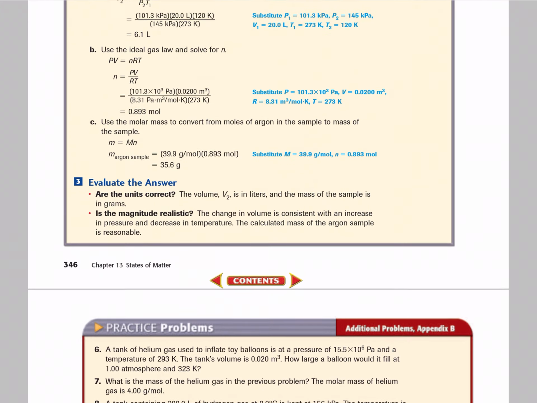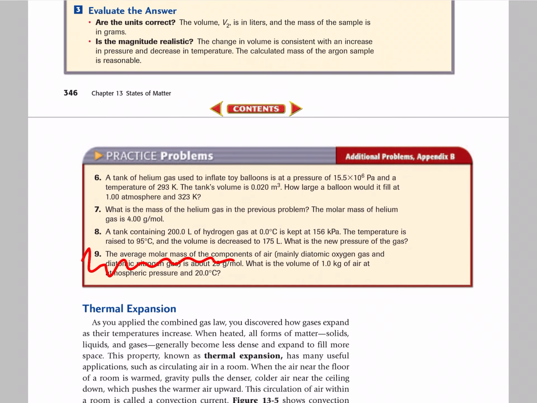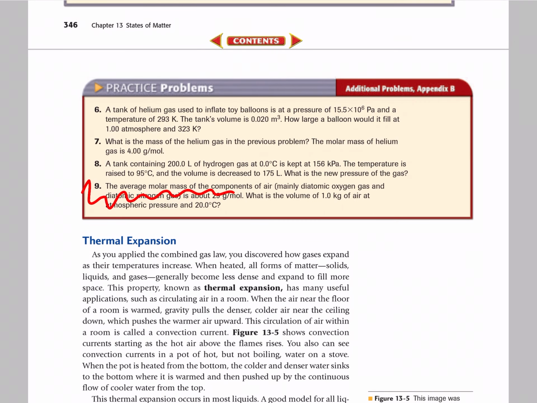Okay, so at this point, that puts us at the top of page 347. You guys should do problems 6, 7, and 8. We can talk about them at a future class. I'm going to end this lecture right there. You guys work on those, and if you get through those, continue on with your homework. All right, let's call it.